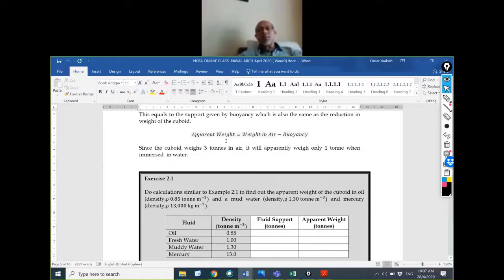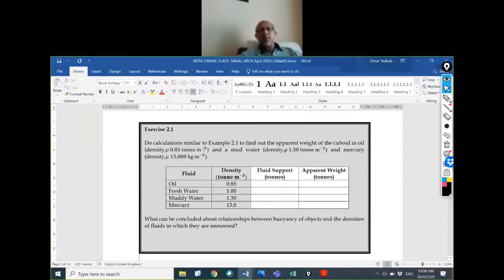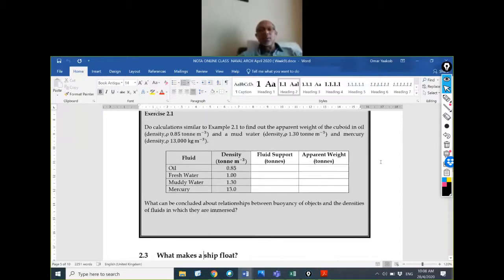And as I said just now, we have g here, g here, g here. So all the g's cancel out. That's why we say this is in ton, this is in ton, this is in ton, or kilogram, kilogram, kilogram. So that's why weight and mass are used interchangeably. So this is the exercise. Later we look at the solution.